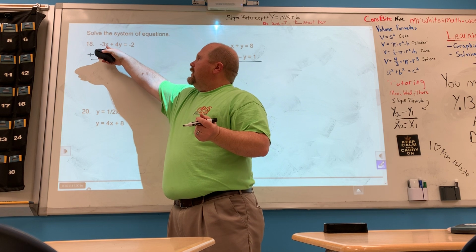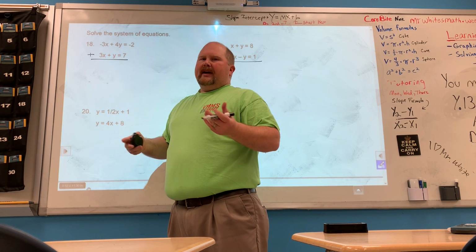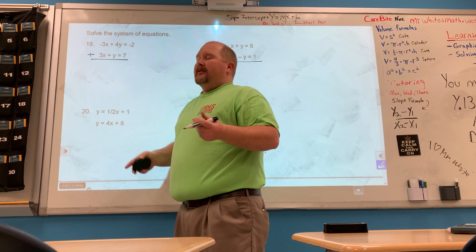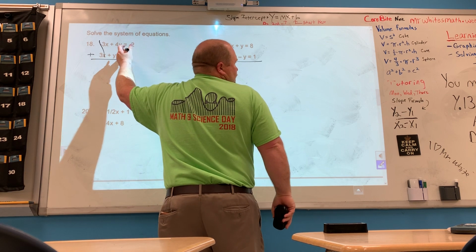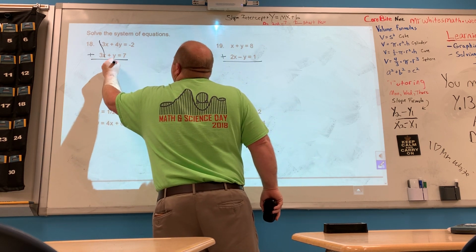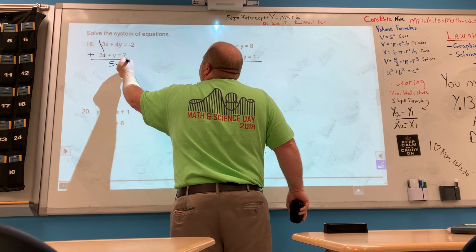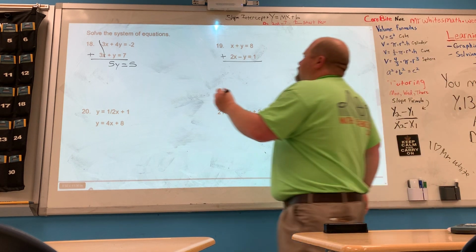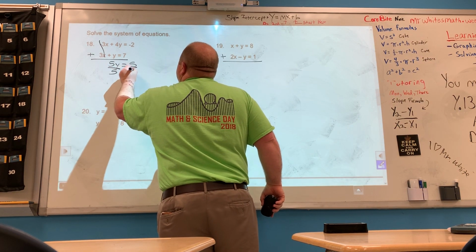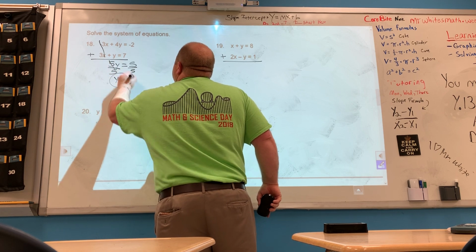If you notice on problem 18, you have a negative 3x and a positive 3x. Well, when you add negative 3 plus 3, it makes 0. So the x's cancel each other out. They eliminate each other. 4y plus 1y equals 5y. And then negative 2 plus 7 equals 5. All right. So one more step is divide both sides by 5. y equals 1.